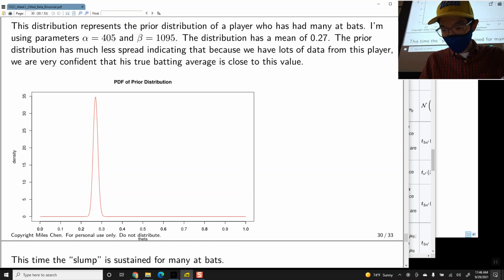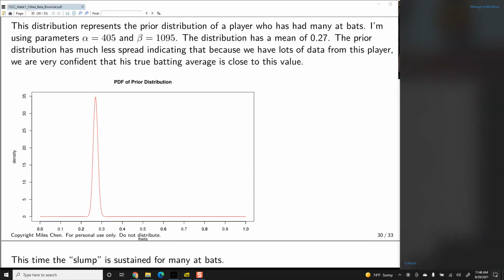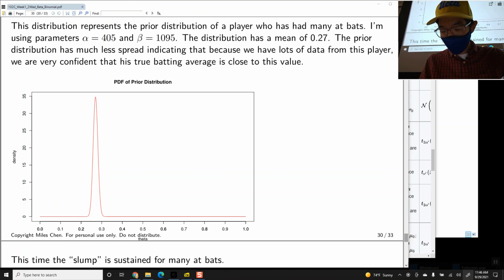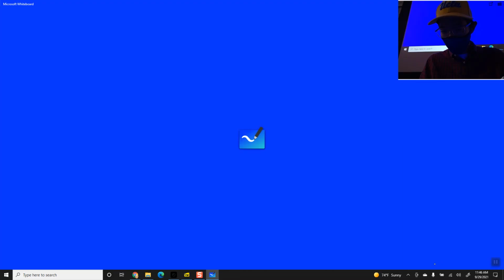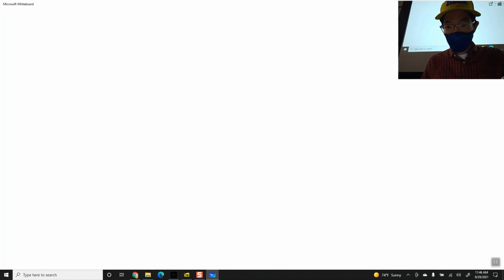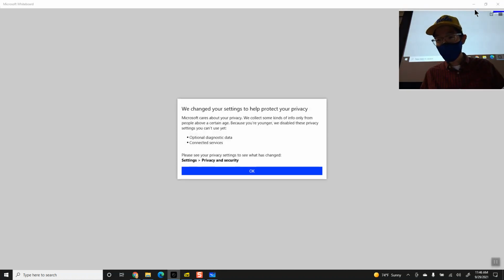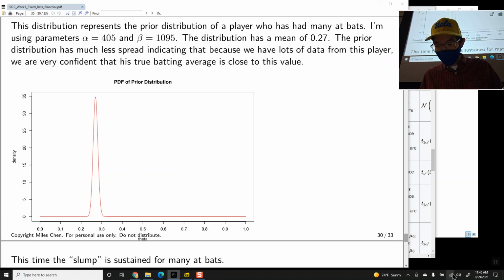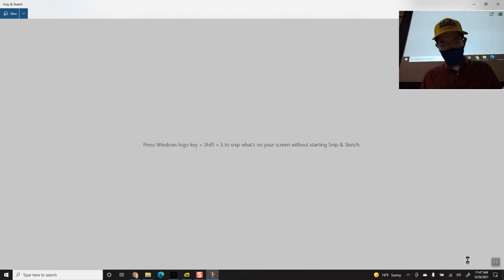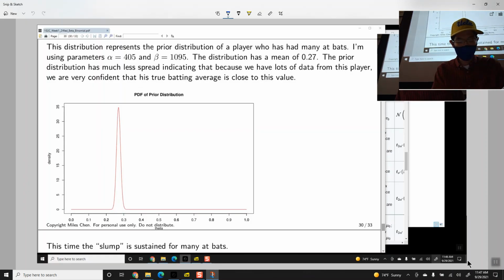How do I do this? No, this is not what I want. Okay, I just want to draw on this thing. How do I draw on this thing? Full screen snip, is that what I want? Okay, I guess. All right.